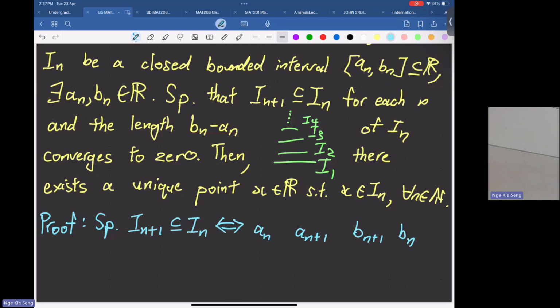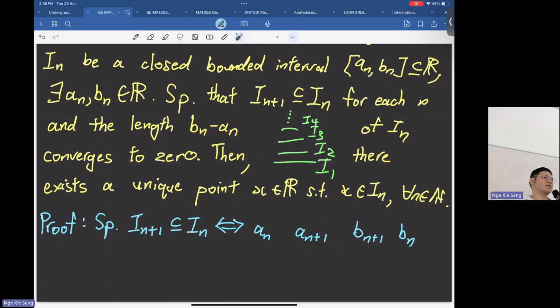So you know what is this an, bn? An, bn is the endpoint of In. An plus 1, bn plus 1 is the endpoint of In plus 1. So how do you compare these terms? I mean, which one is greater, which one is smaller? Compare numbers. An, bn plus 1 should be both greater than an plus 1. How about an and an plus 1? Can you compare?